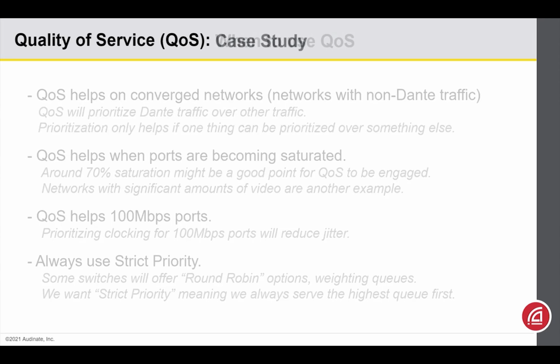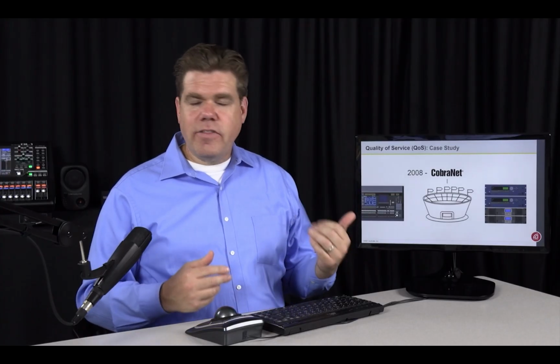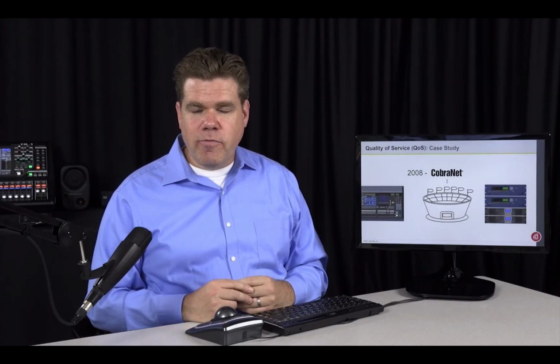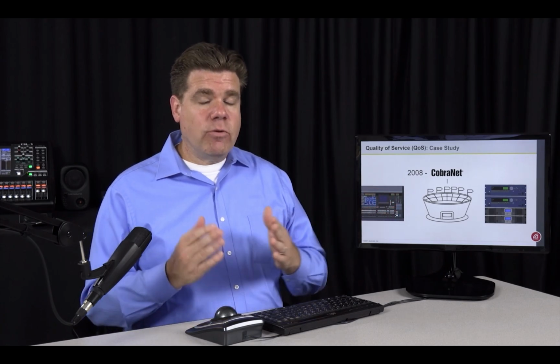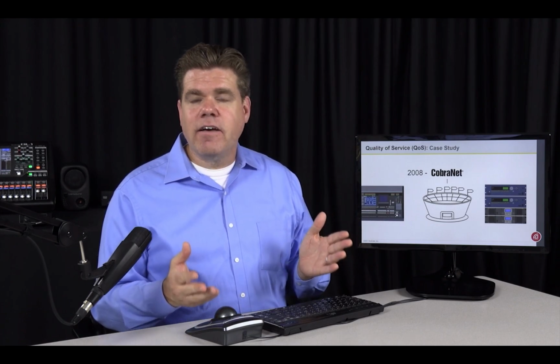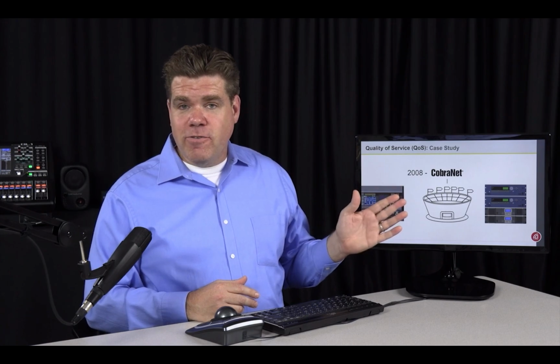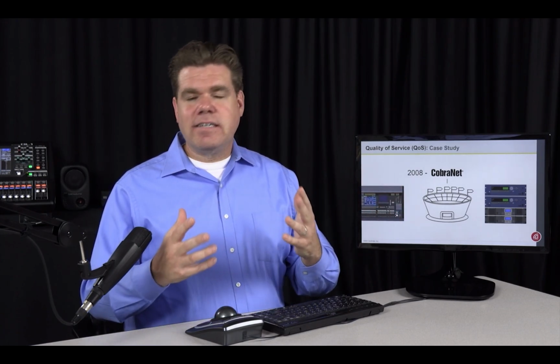Now, as an example where quality of service can help, let's look at a stadium project. Now, these projects always take years to come to fruition. So if this stadium opened in 2008, it was designed around 2004, clearly in the heyday of a system like CobraNet. Now, by the time they opened in 2008, it didn't take the engineers long to realize, I wish this could have been a Dante system.